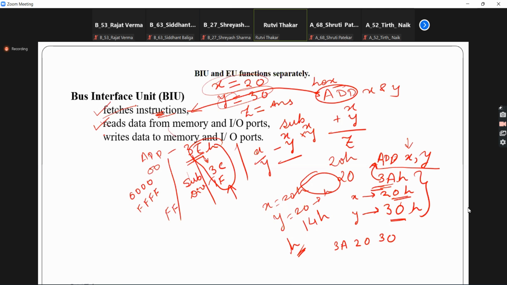Next thing it does is write data to memory. What does writing data to memory mean? When you are pasting an image from one location to another, that means it is writing data. When you click a picture, that means it is writing data. When you open a Word or Excel document in your phone, write in it and save it, that means it is writing it into the memory. When you access it, it is reading. When you save it, it is writing. Okay, that part is for the memory.